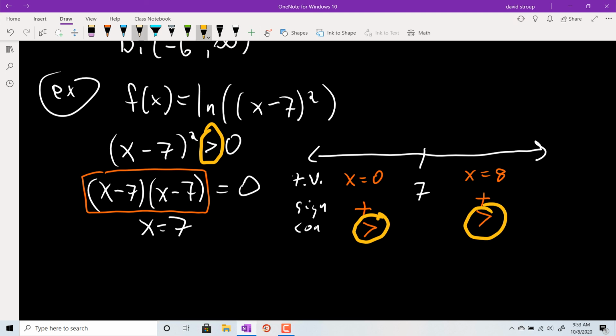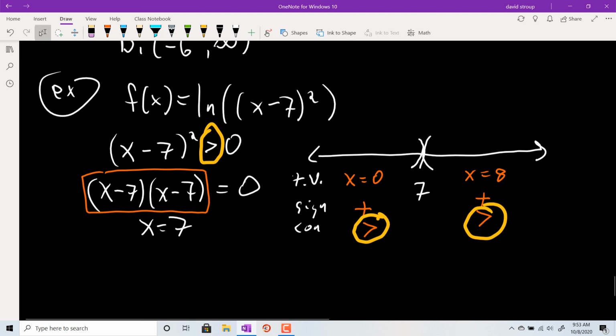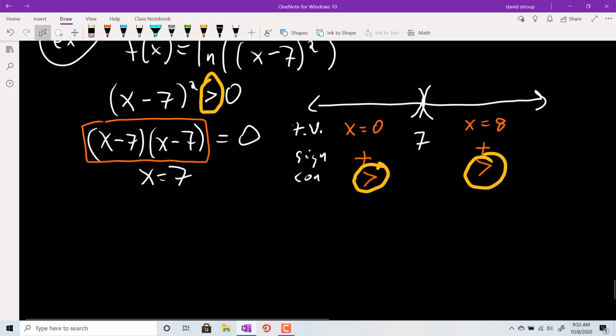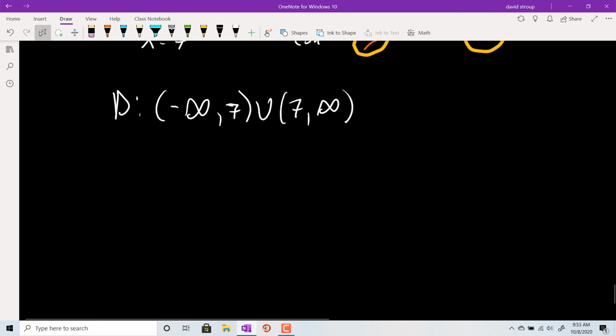But we don't include the number 7 because of the inequality type. If there was a line underneath the inequality, we would include 7, but we can't. If you put 7 in there, 7 minus 7 is 0, 0 squared is 0, and the ln of 0 is not defined. So our domain is everything except 7: -infinity to 7, union with 7 to infinity. So there's a harder one.